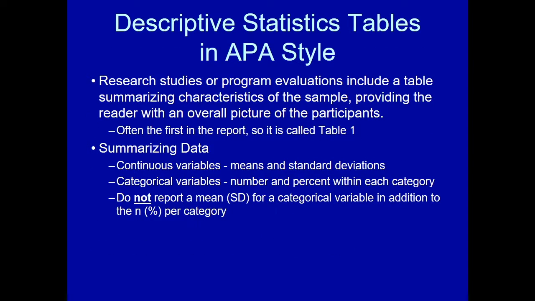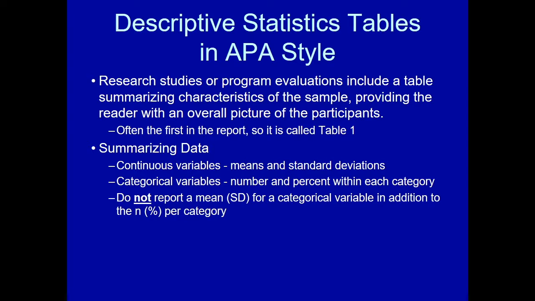So some things you should know about descriptive statistics tables in APA style. Most research studies and program evaluations include a table that summarizes characteristics of a sample, providing a reader with an overall picture of the participants of that study or evaluation. It's often reported first in the report, so it's called Table 1.